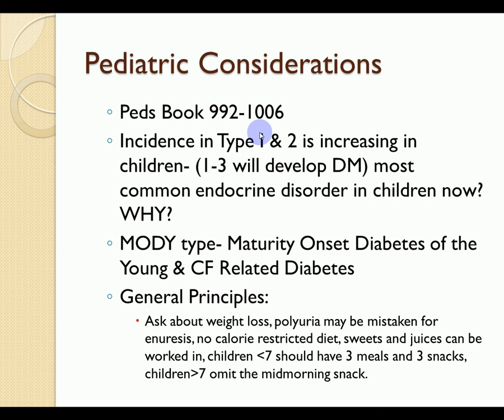Incidence. In type 1 and 2, it's increasing in both children. 1 to 3 will develop diabetes in children. Is that not scary? And it's actually become the most common endocrine disorder in children now. Why? Most people think it's because, again, a lot of our diet, lack of exercise, food craze, the all-you-can-eats, the poor eating habits, all those things are leading to that.